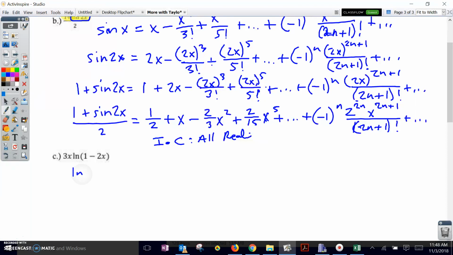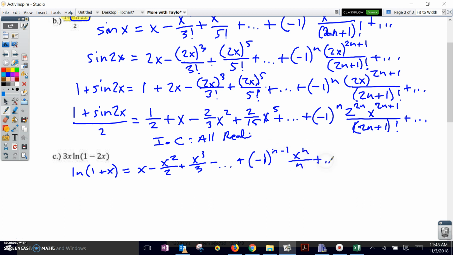We've got a series for natural log of the quantity 1 plus x. That's x minus x squared over 2 plus x cubed over 3, etc., out to a general term of negative 1 to the n minus 1 times x to the n over n. All right. And then we'll take our series and modify it to a series for natural log of the quantity 1 minus 2x. By substituting negative 2x in everywhere where there's an x.